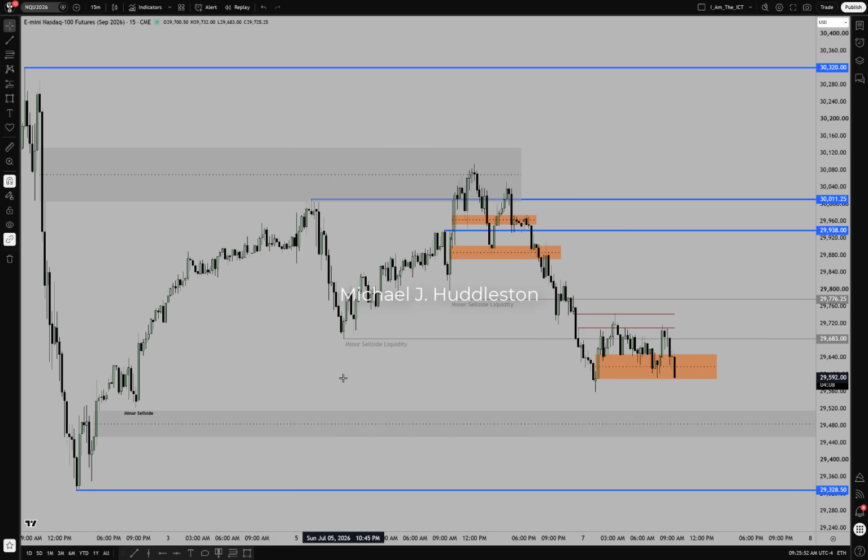All right, so we're looking at the 15-minute time frame for NASDAQ September delivery contract for 2026. Everything's here from yesterday, except for these two lines. I just added that and this. Okay, so we have buy side imbalance, sell side inefficiency.